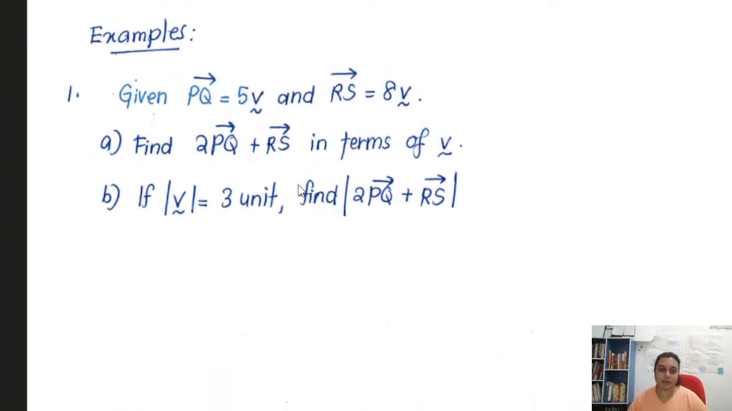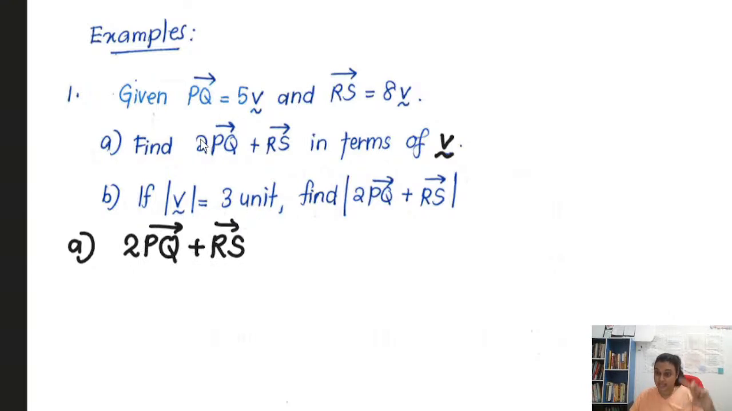Alright. Let's start with example 1. Contoh 1. Given vector PQ dan vector RS. Find 2PQ plus RS in terms of V, dalam sebutan V. Sebutan V means, write down first the soalan, tulis dulu soalan. PQ, you ganti the value, you substitute the value 5V. RS, you substitute as 8V.